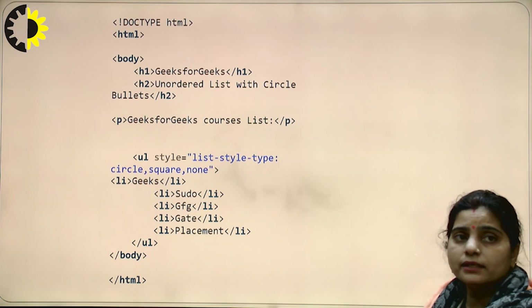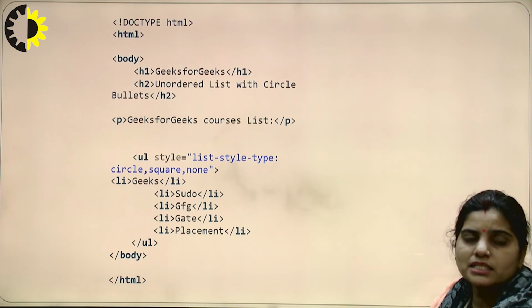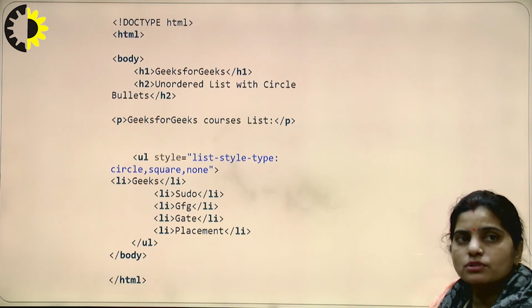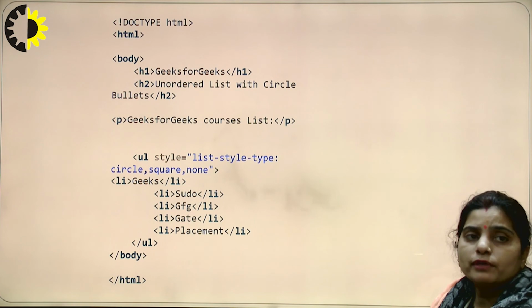Okay, so here for the list items, we are using the li tag, and the list items are sudo, GFG, gate, placement. So these are the list items which we place, and correspondingly the li tag will be closed. After passing the data, we close the li tags. Next, we close the UL tag, and then the body tag, then the HTML tag.